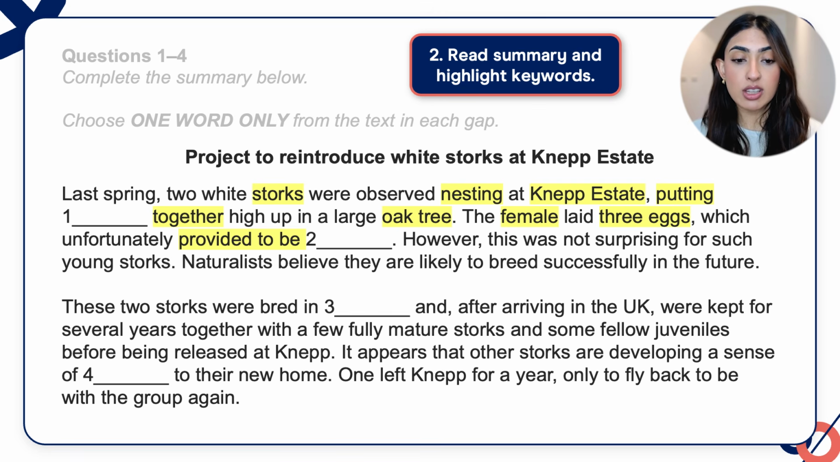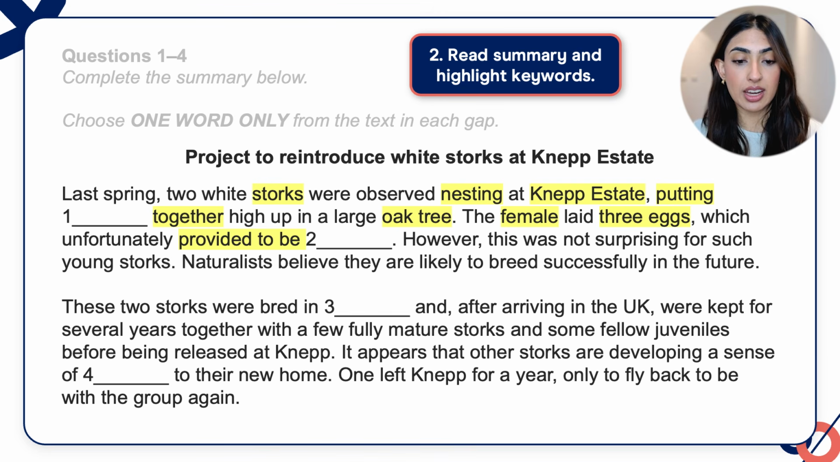However, this was not surprising for such young storks. Naturalists believe they are likely to breed successfully in the future. Now, since there are no numbered blanks associated with these two sentences, I don't have to worry too much about the keywords because we know that the answers can sometimes come out of order. So these sentences might not necessarily help us out, but it's great to scan them anyway. Let's find the keywords now for the next sentence.